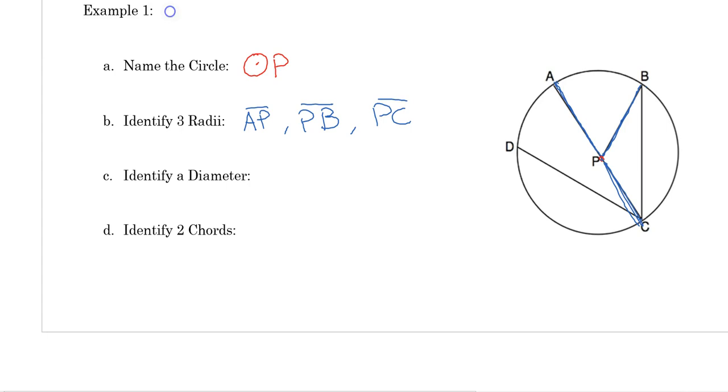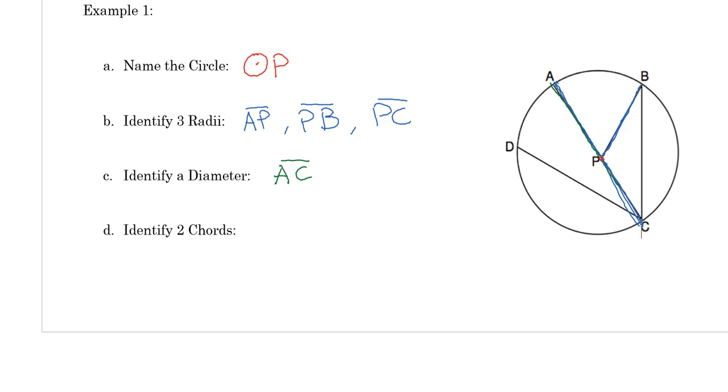All right, my next one is identify a diameter. A diameter has to go all the way across through the center. There's only one in this picture. There's no other line that goes through the center and all the way across. So I'm going to name it AC. Again, you could also go CA, but we'll name it AC.